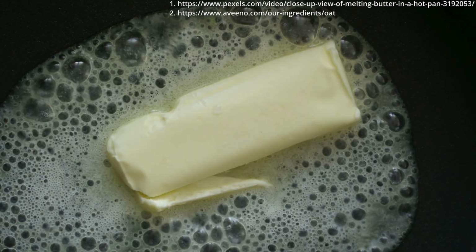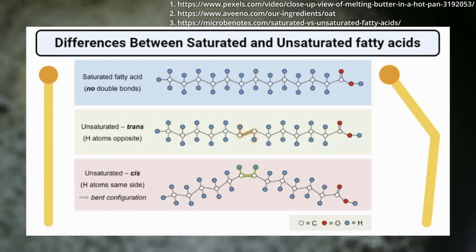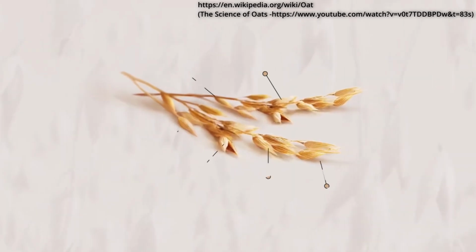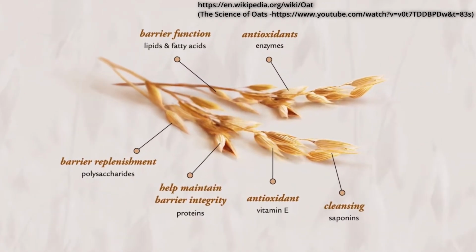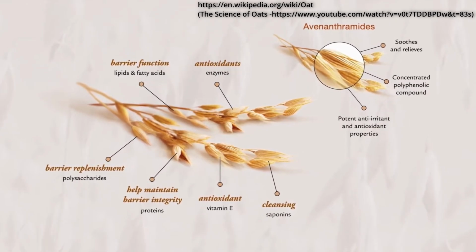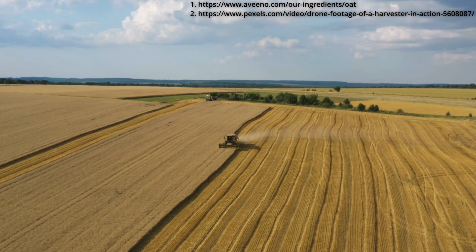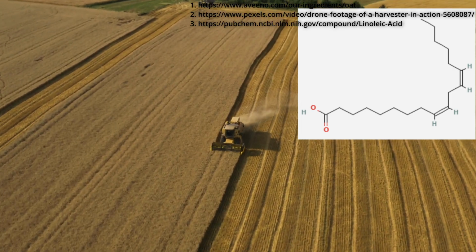Oat oil is rich in unsaturated fatty acids that reduce water loss from the skin and acts as a moisturizing barrier. Oats owe their barrier function to lipids and fatty acids, barrier replenishment to polysaccharides, barrier integrity to proteins, cleansing to saponins, and antioxidant properties to both enzymes and vitamin E. Oat lipids contain linoleic acid, which reduces water loss from the skin and promotes the moisture barrier.